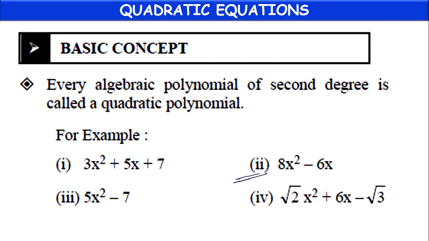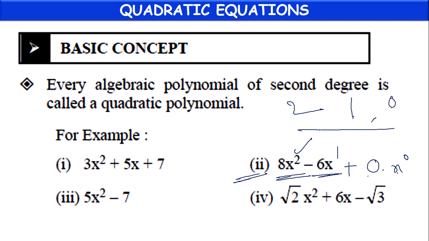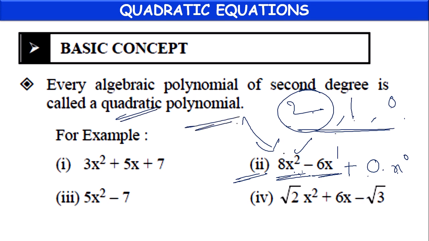In the second example, 8x square, power is 2 here, 6x, power is 1 here. There is no constant term, so we can keep plus 0 into x power 0, where the power is 0. Here the powers are 2, 1, 0. Highest power is 2. So this is also an example of a second degree expression, which is also called a quadratic polynomial.